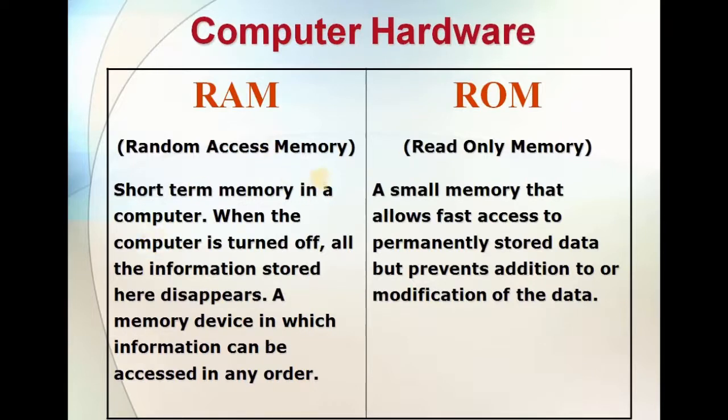So it is a memory device in which information can be accessed in any order. The advantage of having RAM is that we can access it in any order. We have some accessing mechanisms, which we are going to study in detail when we talk about sequential access and other information. But as of now, we can access the information in any order. That's why we call it random access memory.